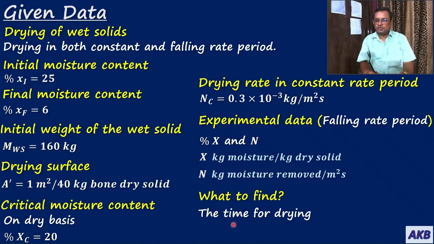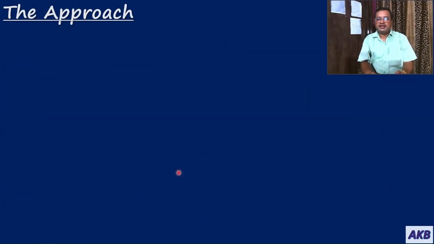And what are we supposed to find? We have to find out the time for drying. So we have to separately first find out time of drying during the constant rate period, and then we will be finding out time for drying in the falling rate period, and then time in the constant rate period plus time in the falling rate period will be the total time of drying. And we are supposed to report this total time of drying. So I hope what is given to us is clear to you. Let us move ahead. Let us quickly understand the approach.